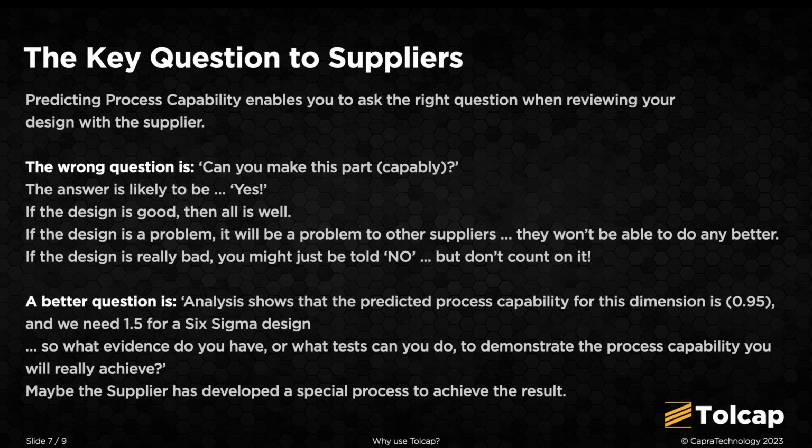Predicting process capability enables you to ask the right question when reviewing your design with a supplier. The wrong question is, can you make this part capably? The answer is likely to be yes. If the design is good, then all is well. If the design is a problem, it will be a problem to other suppliers, and they won't be able to do any better. If the design is really bad, you might just be told no, but don't count on it. It takes a very confident supplier to say this to you.